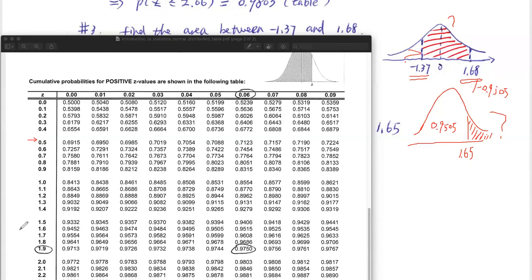So 1.6, this column, this row here, right? And then 8, where's the 8? 8 is this one, follow me? So we are going down this one here, 1.6, that's this number here. This number, you see, corresponding here, this row, this column, intersection, 9535. Everybody? That's the probability to the left of 1.68.